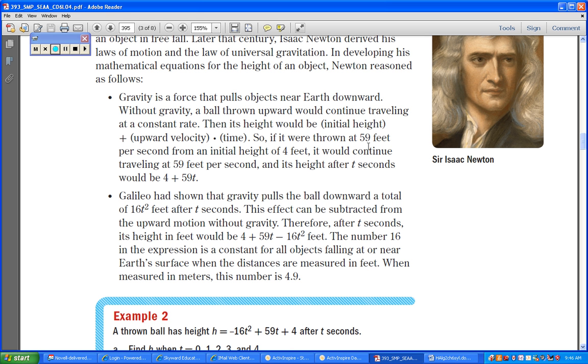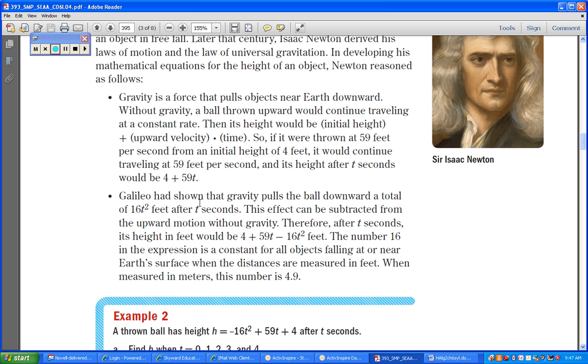If I threw it at 59 feet per second, that is the speed I'm going to throw it at, from an initial height of 4 feet, it would continue traveling at 59 feet per second. And its height after t seconds is going to be 4 feet, because that's where I let it go, plus 59 feet per second times t. T is in seconds here. That should make sense to you. So it'll just keep going up, up, up, up. And if I wanted to know where it was in 10 seconds, you could plug 10 in there and figure it out.